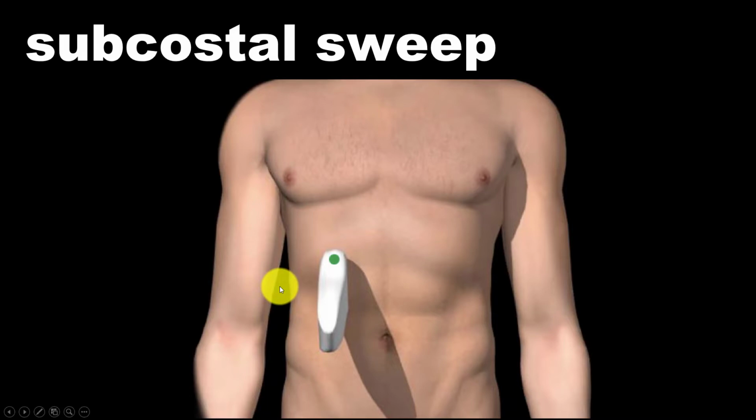It's important to note also that you really want to direct your ultrasound waves towards the patient's right shoulder. Similar to how we do the subxiphoid approach for the FAST exam, you're really trying to sneak the ultrasound waves and their beams underneath the patient's rib cage.